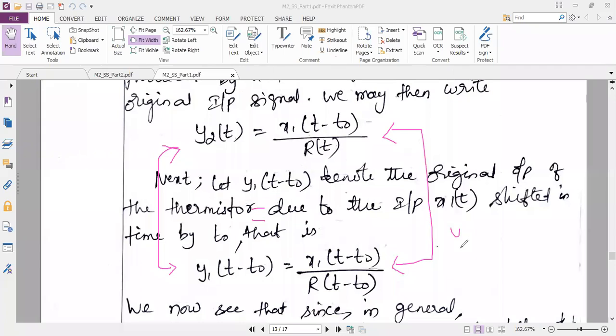Yes, ma'am. So finally, I want you to write y2 of t is not equal to, so this line they will see in the question, your answer sheet. Y2 of t is not equal to y1 of t minus t naught. Therefore, the thermistor is time variant.